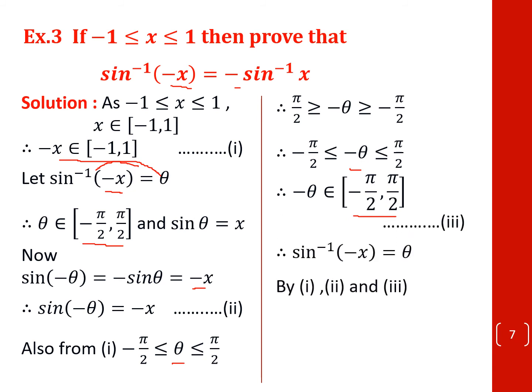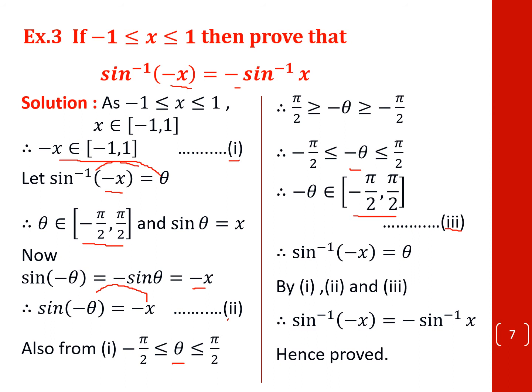Therefore, we have sine inverse of minus x equal to minus theta. So, by equations 1, 2 and 3, what we have? Sine inverse of minus x equals minus sine inverse x. Hence, proved.